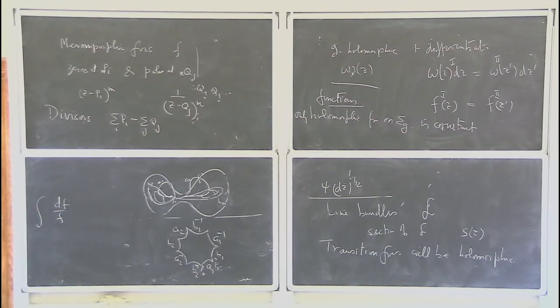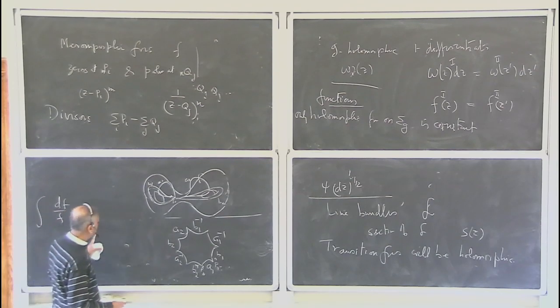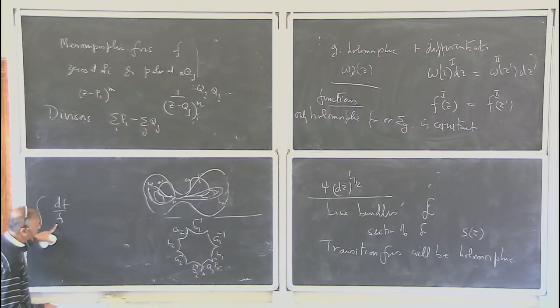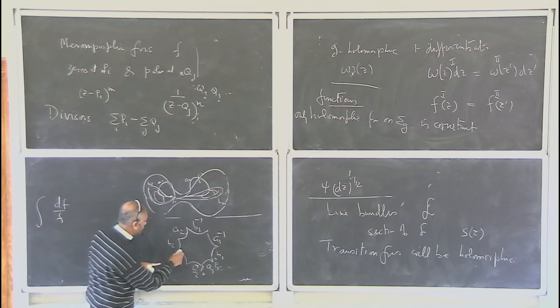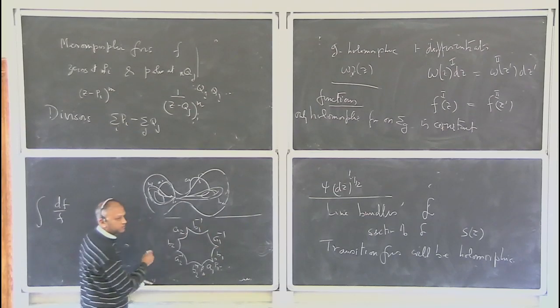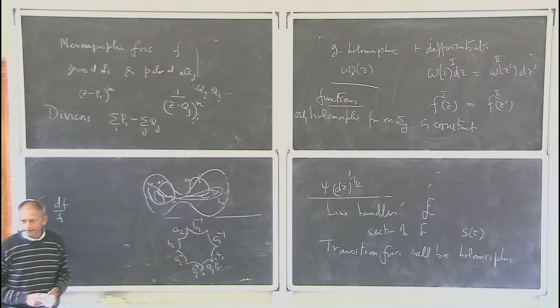This is a very convenient and very useful picture, and it is used in many proofs, although I will not be proving most of the statements. I will just state them. But okay. So now what we want to do is integrate d f over f around this boundary or this polygon.